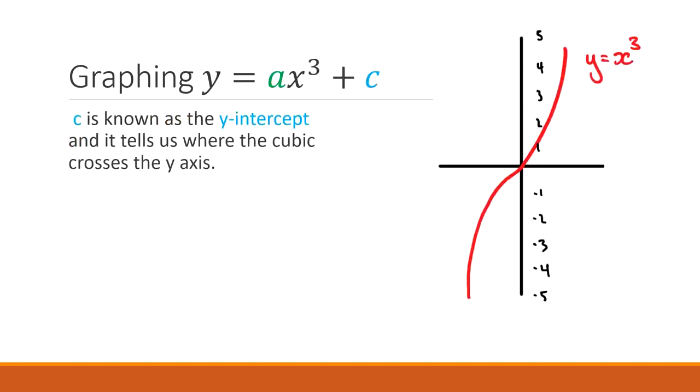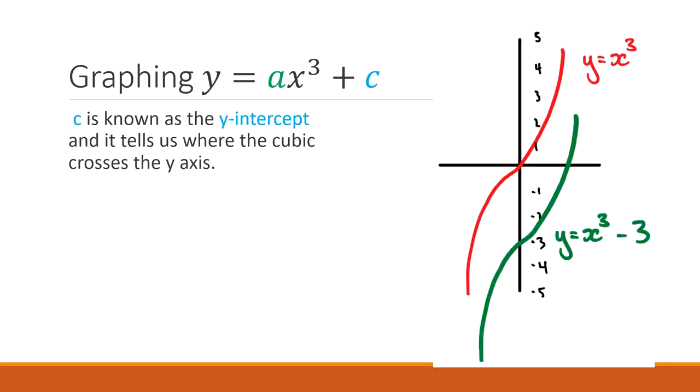So here we have graphing y equals ax cubed plus c. Again, the same as linear equations as well as parabolas, c controls the y-intercept. Remember, it's some sort of a constant at the end. It's just a number, but it tells us where the cubic crosses the y-axis. So y equals x cubed, no number at the end, so it's crossing at 0. If I introduce y equals x cubed minus 3, it's crossing at minus 3.